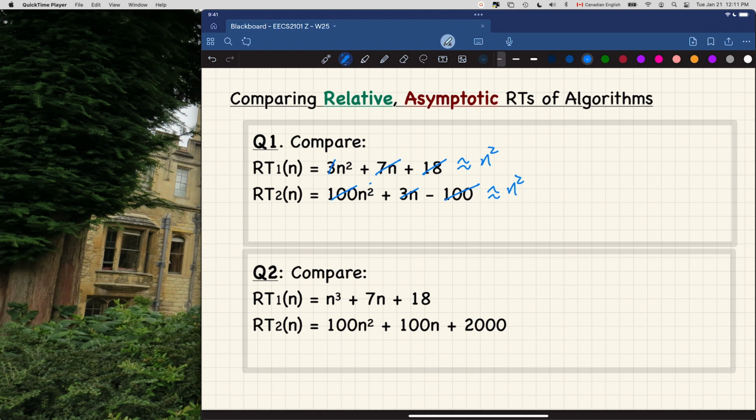You might be thinking before, 100 is pretty big, so that should be considered less efficient. It will take more time than running time number 1. But asymptotically speaking, after approximating the function, they will be considered as equally efficient. So the conclusion we can draw over here is they are equally efficient.